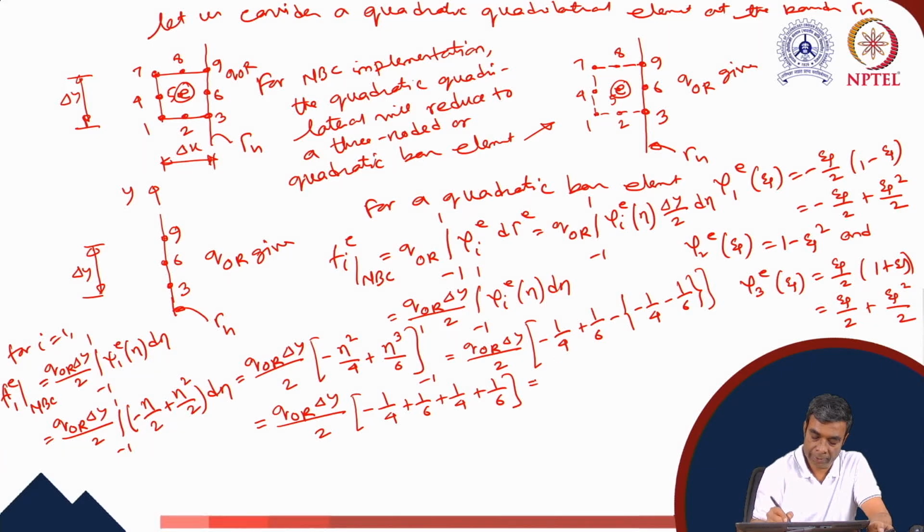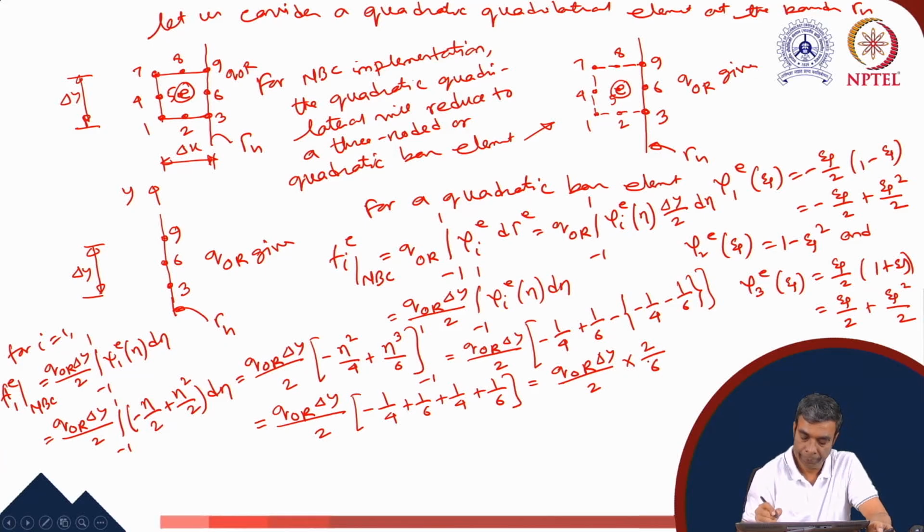This gives us Q0R delta y by 2 into 2 by 6. So this is Q0R delta y by 6.